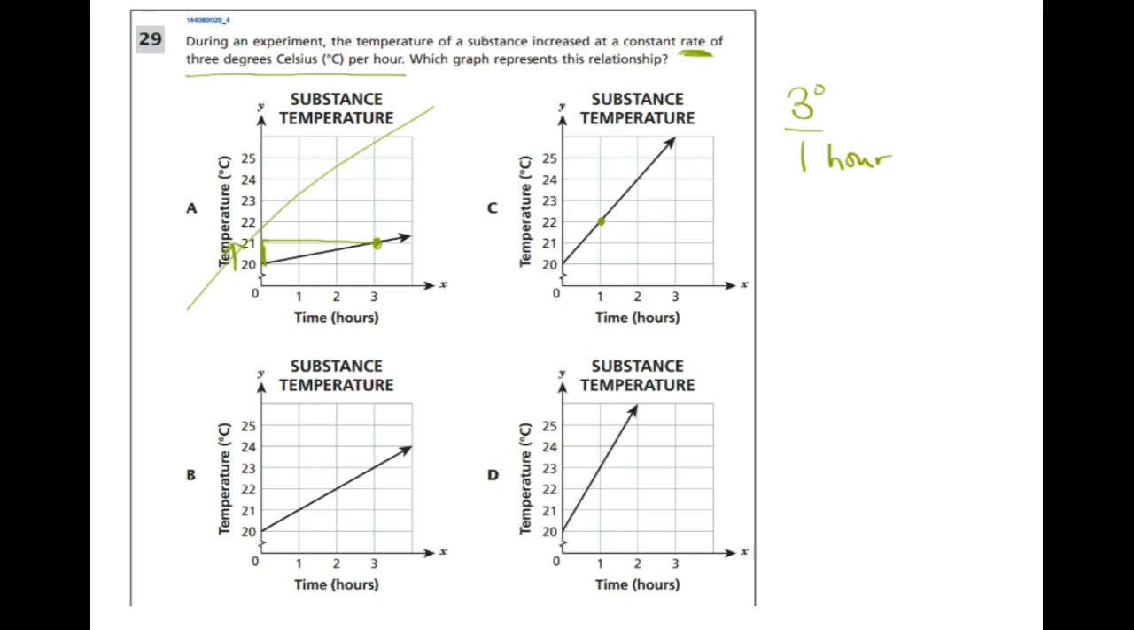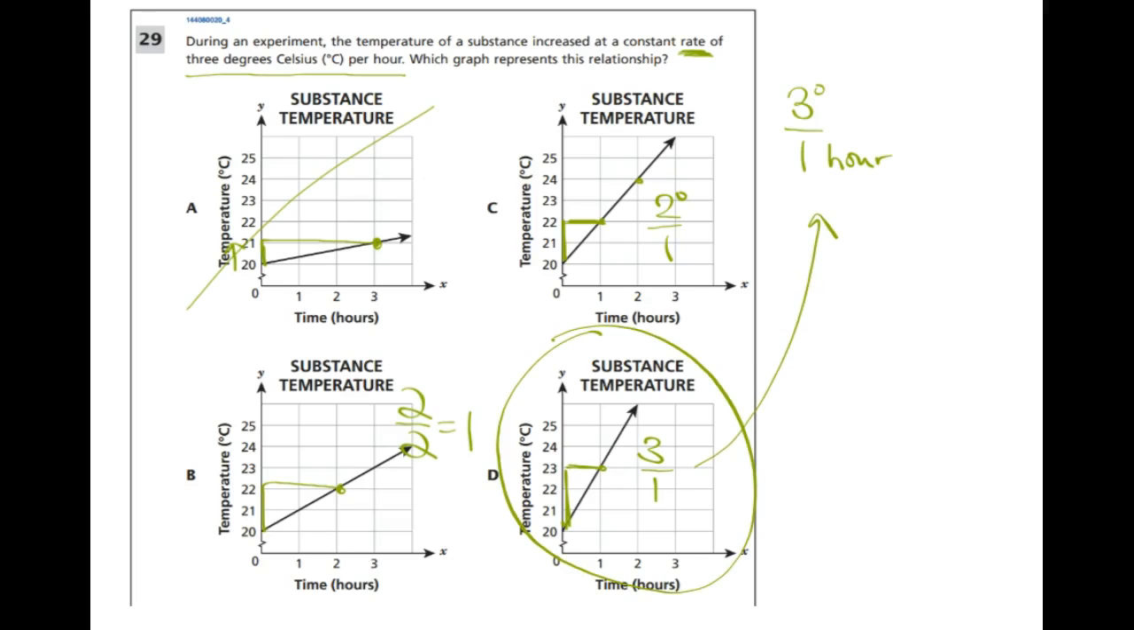Alright, this one here looks like it's got dots along the line there. This goes up 2 degrees for every 1 hour. That's 2 over 1. So it's similar to what we want, but not what we want. Over here, it looks like it goes up 2 degrees for every 2 hours. That's further from what we want. That's only a 1 degree per hour rate. But over here we have going up 3 degrees over 1 hour. That's exactly what we want. We wanted to match that one, and here is our right answer. So again, those are the kind of questions the state likes to ask.